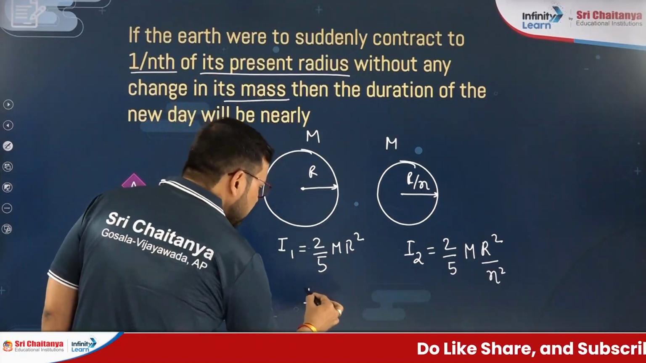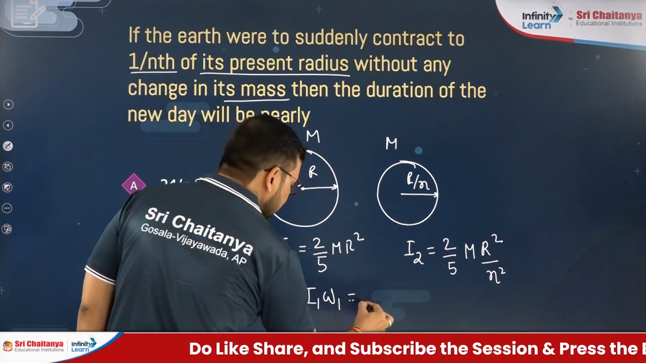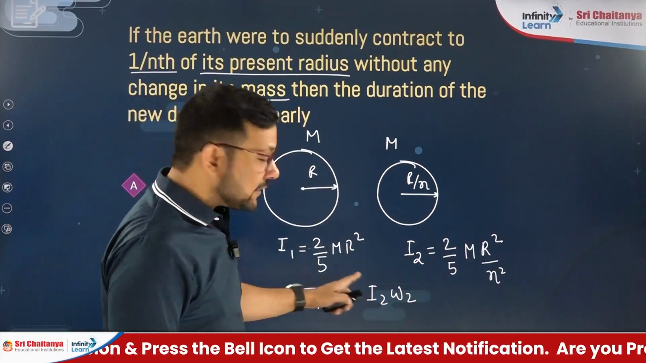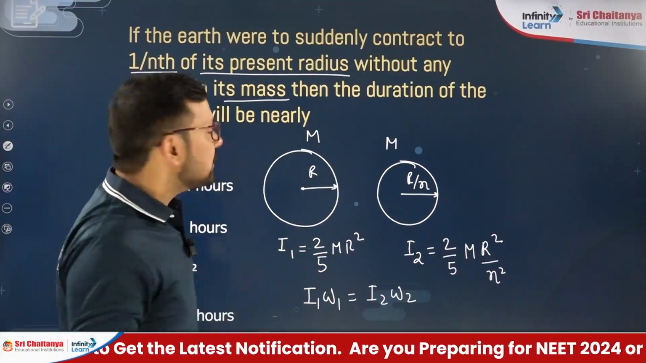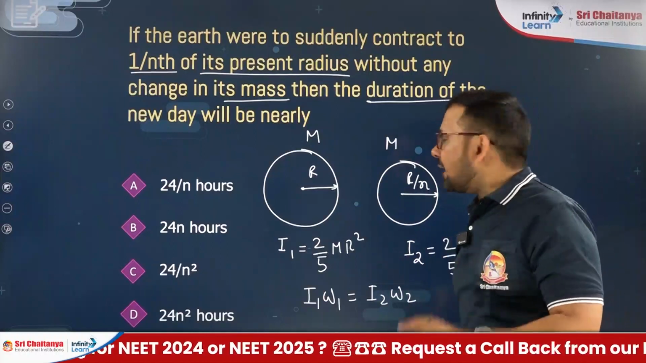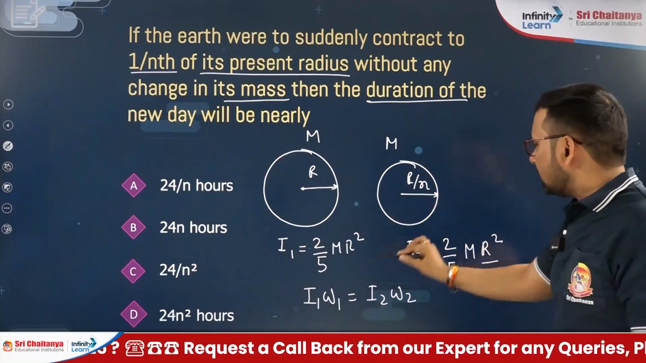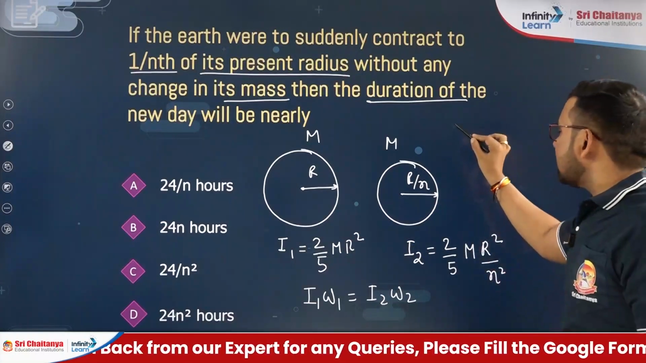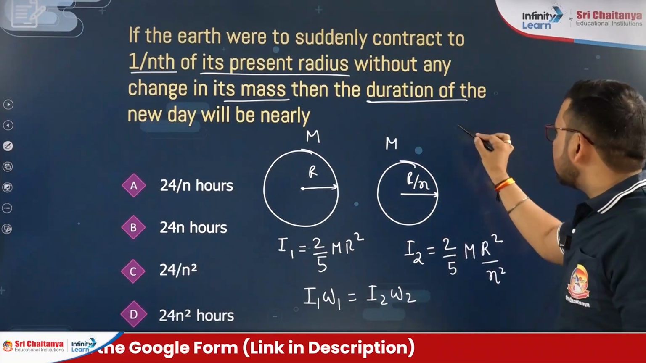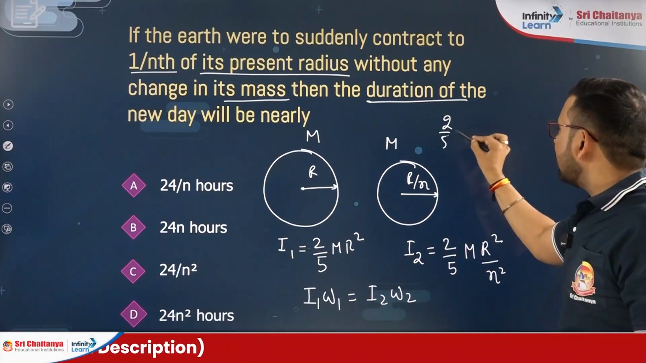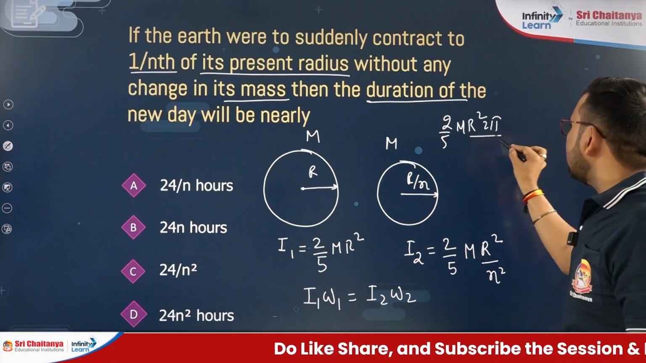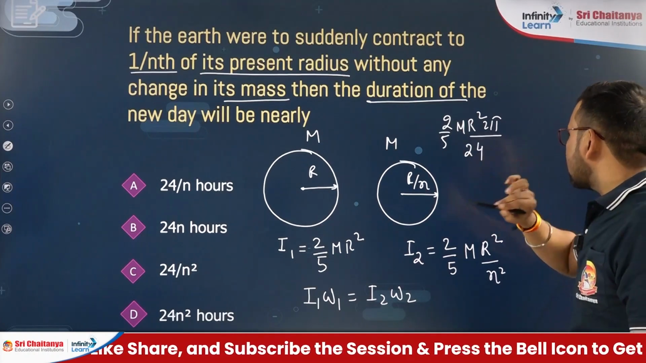It means whatever is I1 omega 1 in the first case, that is I2 omega 2 in the second case. Omega is 2 pi by T. Why am I saying 2 pi by T? My question is asking me the time period, the duration of the day, that is the time period. In that case, what can we write? I1, 2 by 5 m, 2 by 5 m constant. R square is also constant. So in the first case I1 is 2 by 5 mr square, and omega 1 is 2 pi by T1. Initial time was 24 hours.